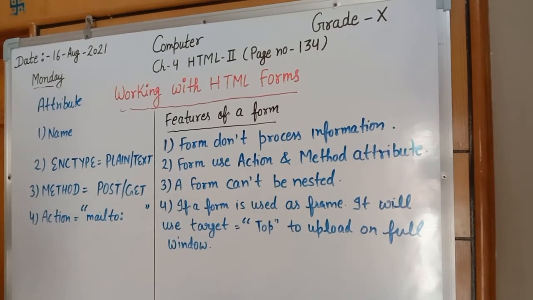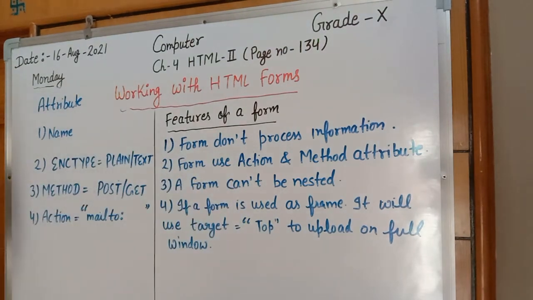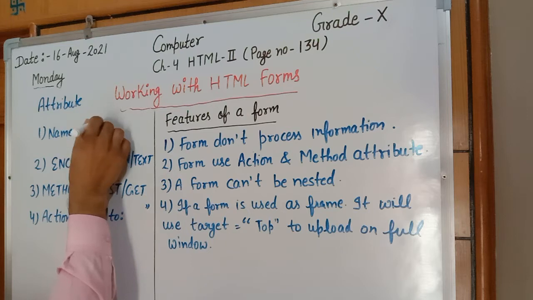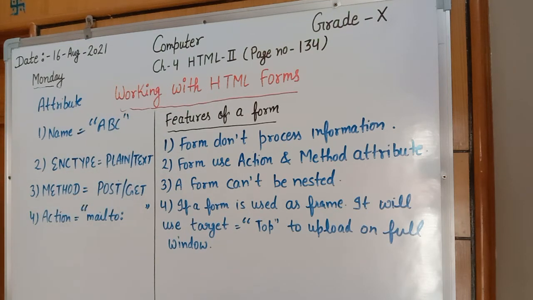First part is name. It specifies the name of form, but the name will not be displayed on the form. Name is just an attribute, but this name will not be displayed anywhere on the web page. And form can be written like, we can write directly the basic form tag with name equal to, like I am writing ABC. This is the first attribute. We can give the specific name to a form.